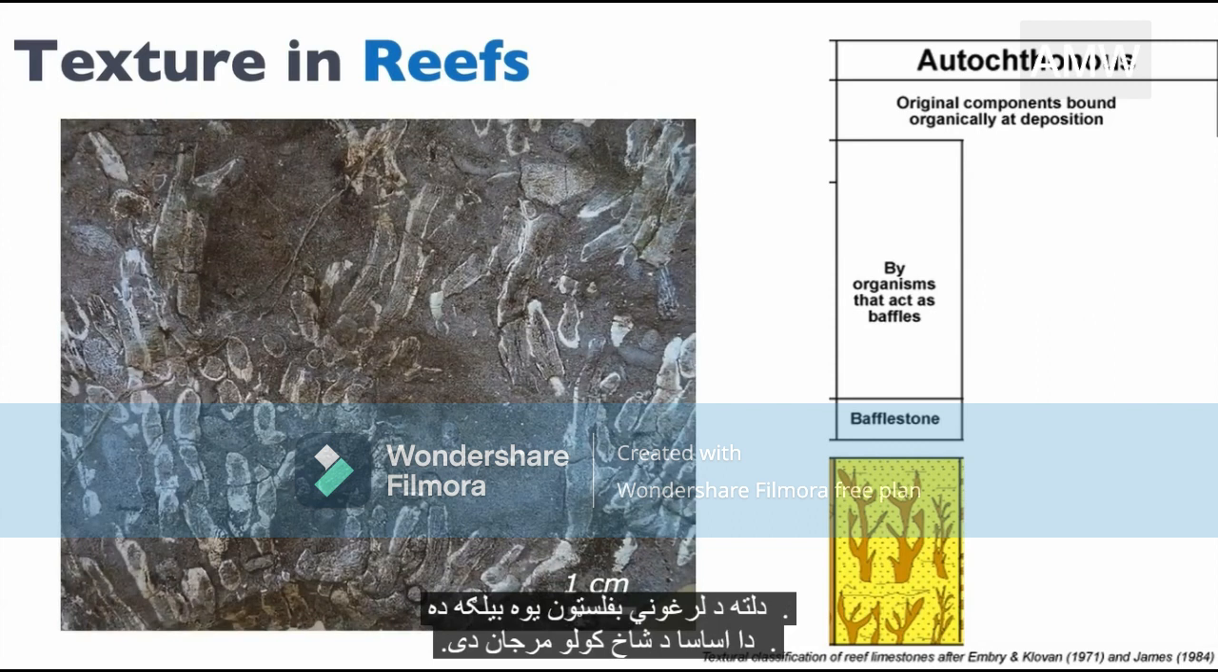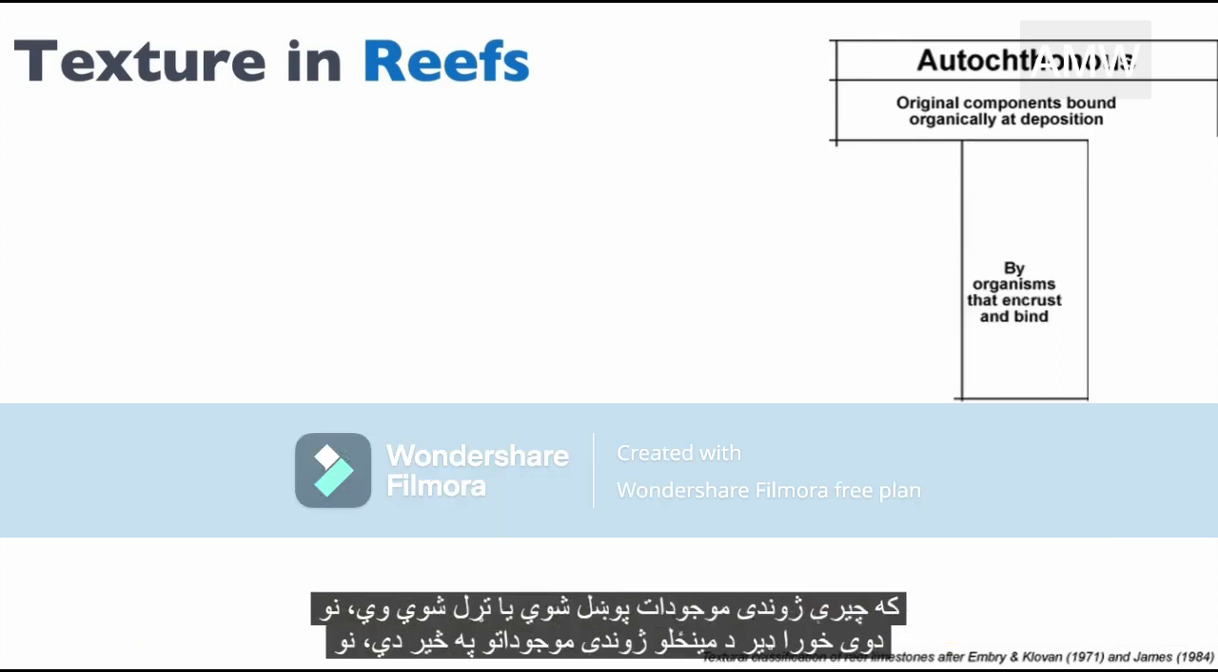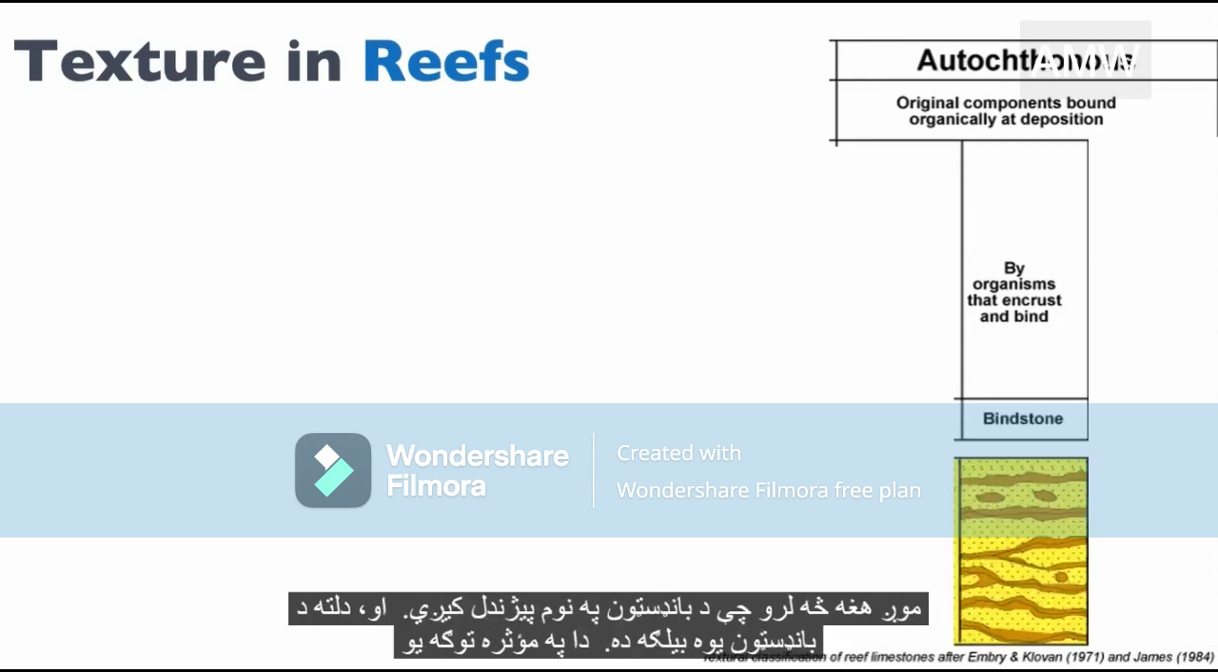Here's an example of an ancient bafflestone. This is basically a branching coral, and you can see that these corals form a baffle, so we would talk about a bafflestone in this case. If the organisms are encrusting or binding, so they're much more like encrusting organisms, then we have what is known as a bindstone.